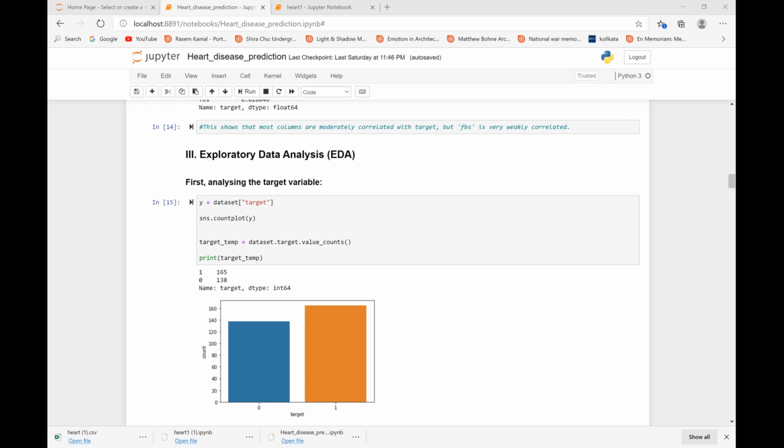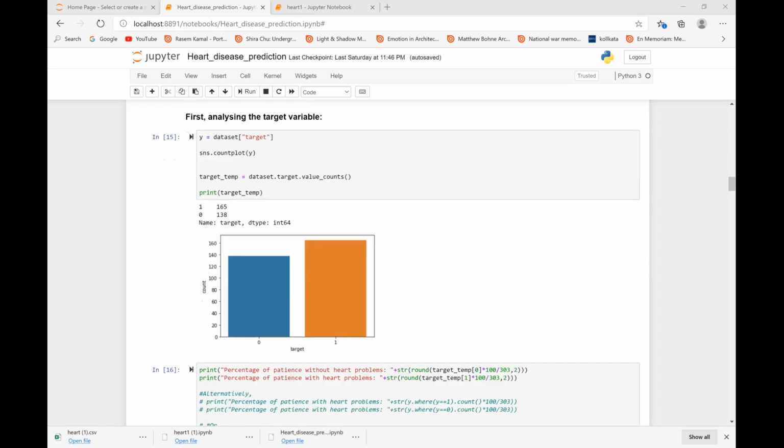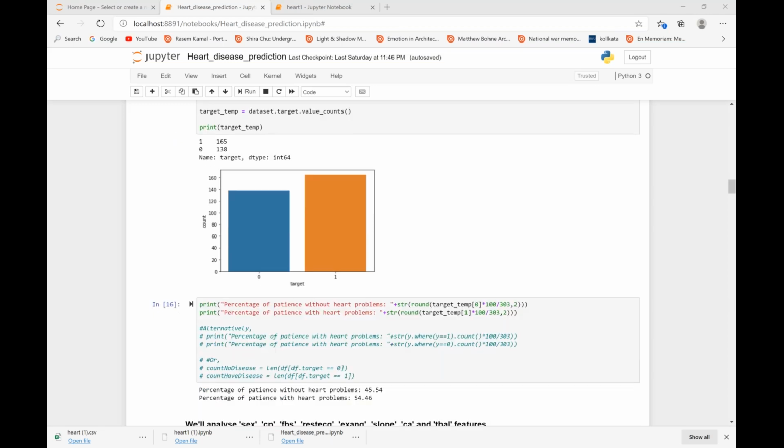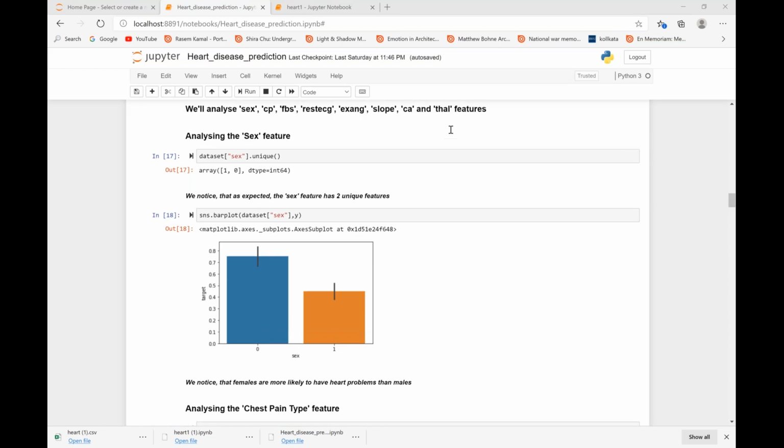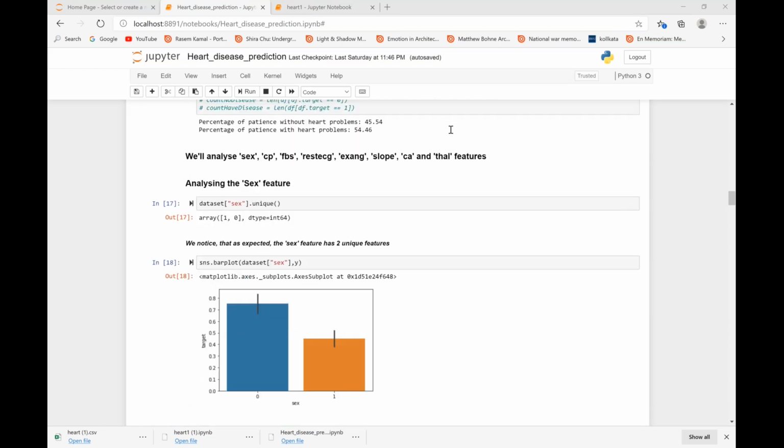In exploratory data analysis, we first analyze the target variable. We can see that we have 303 values in our data set, out of which 165 have heart disease and 138 do not. Later down we've calculated the percentage without heart problems and the percentage with heart problems.